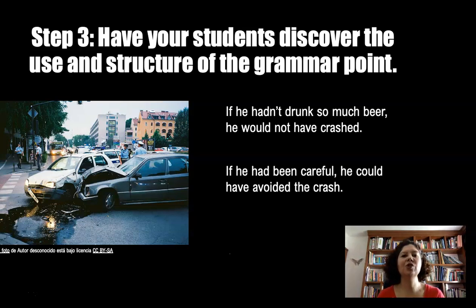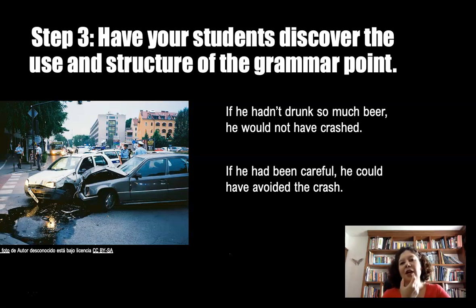Step number 3, okay? We need to have our students discover the TL, the use and the structure, okay? Because they need to learn to put words together. That's what grammar is about. Put words in the right order so it makes meaning. It makes sense. Sorry.